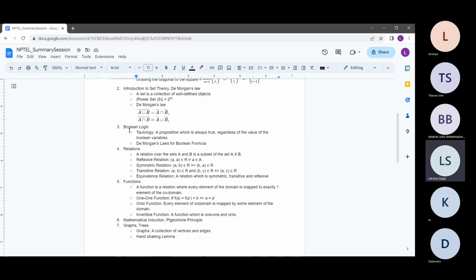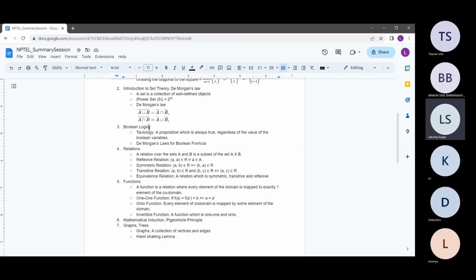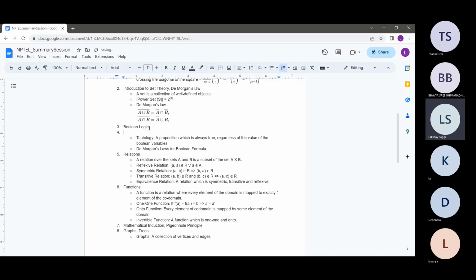Then in the third week, what was covered was mainly Boolean logic and stuff. In Boolean logic, first of all, we understood what are statements, what are propositions, etc. So there was a question based on this in the assignment also, like identify whether something is a statement or it is not a statement. So yeah, good. And then we also learned the definition of what is a tautology.